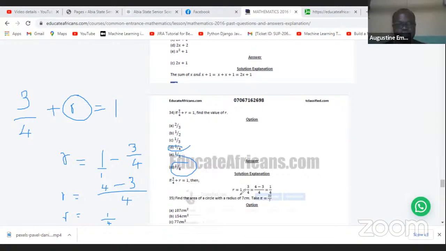Which was what was done here. r is equal to 1 minus 3 over 4, because this 3 over 4 is going over to this side. So if you find the LCM, which is 4, and divide through, then you're going to have 4 minus 3, which is 1 over 4.